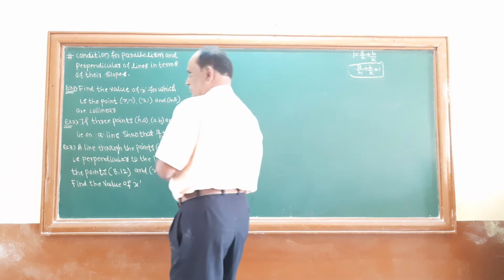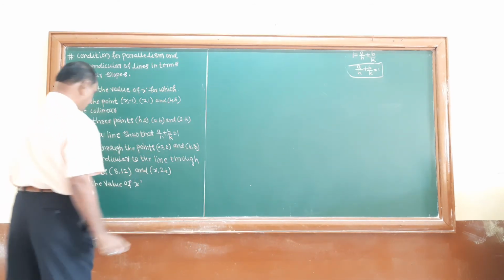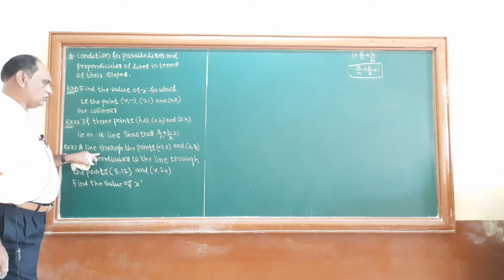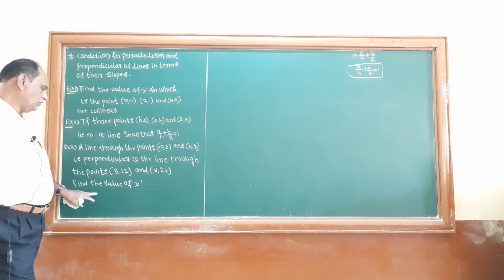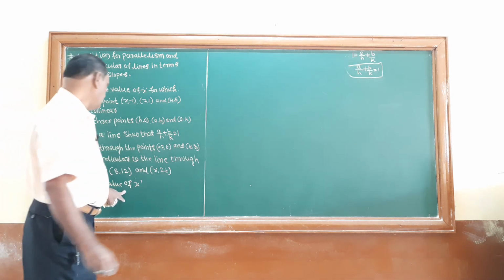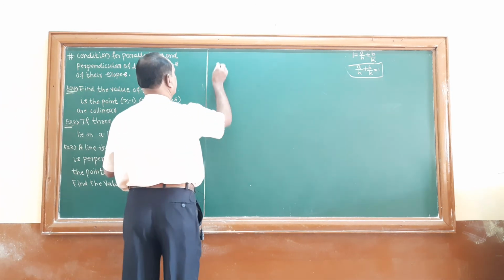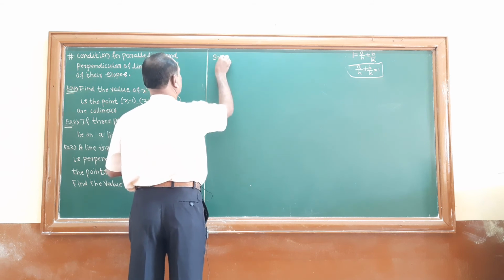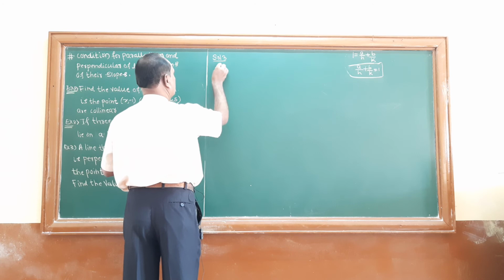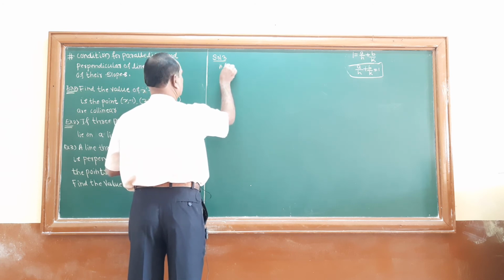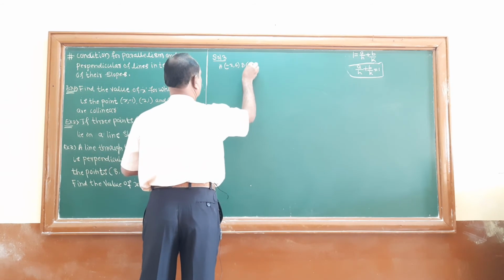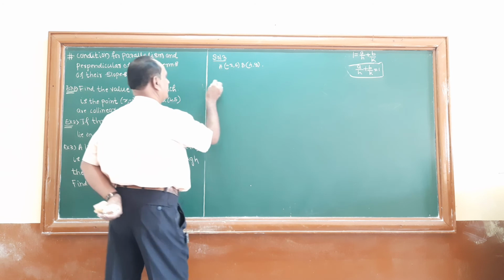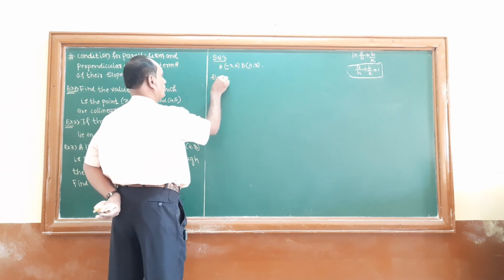Solution for the example number 3. If the line through the points given is perpendicular to the line through the points 8 and 12 and x and 24, find the value of x. So the first points are A and B. Point A is minus 2, 6 and B is 4, 8. Write its slope. That is the slope of AB.